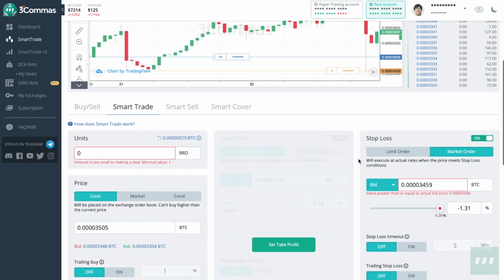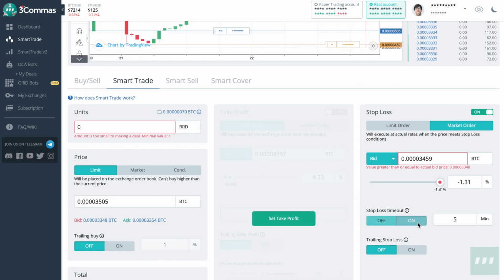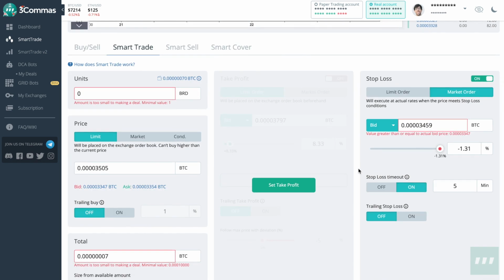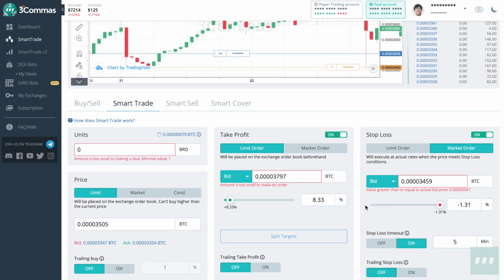First, I set my stop loss price, and I'm going to choose this price down here, just above the tip of the wick. Now I'm going to click stop loss timeout. It is set to minutes. These little wicks that happen are instantaneous, meaning they last no longer than a couple of seconds. 5 minutes should be more than enough time. I also want to set my take profit price.